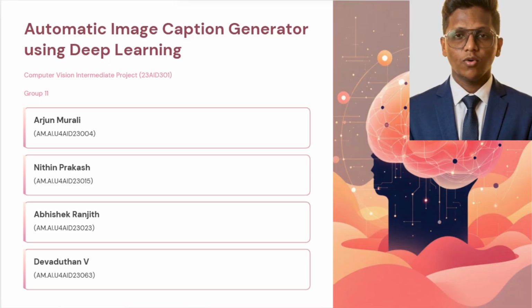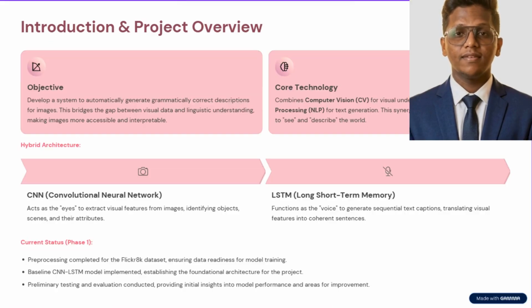Our team consists of 4 members, Arjun Murali, Nithin Prakash, Abhishek Ranjith, and Devaduthan V. Our project is titled Automatic Image Caption Generator using Deep Learning. Today we will be walking you through our Phase 1 implementation.